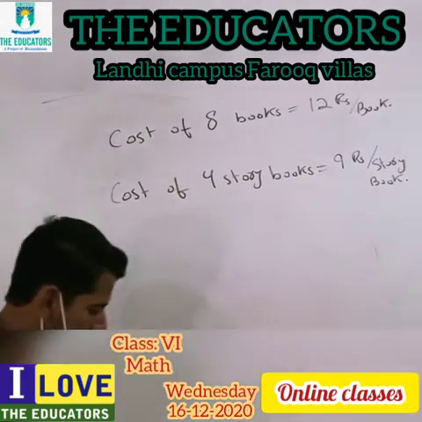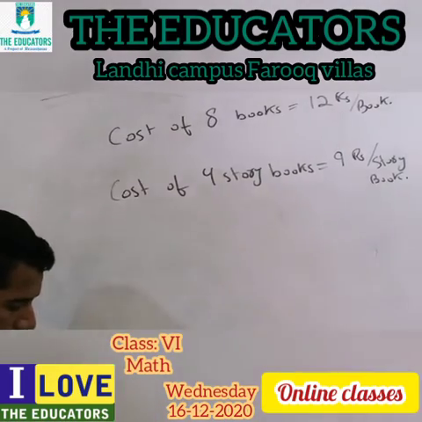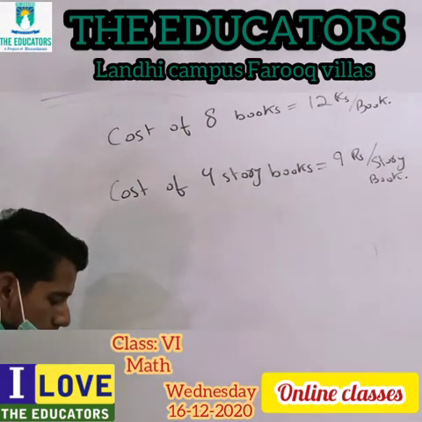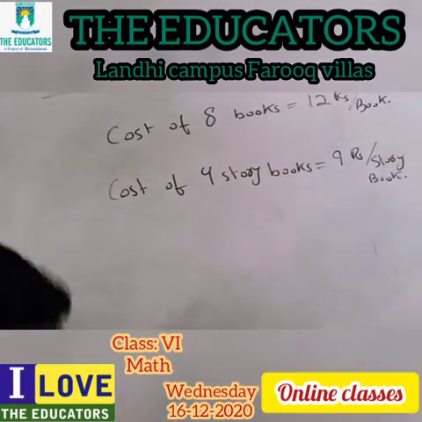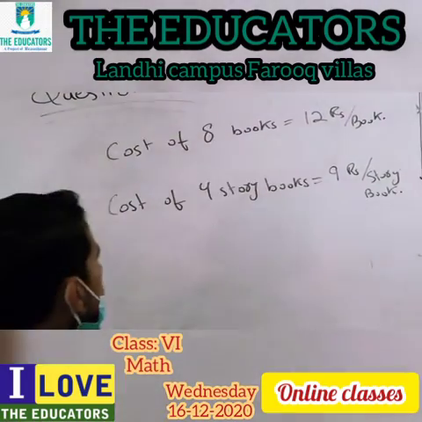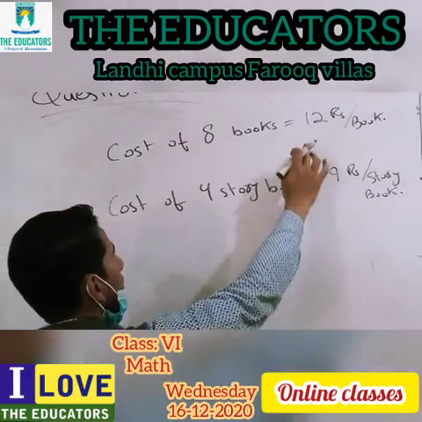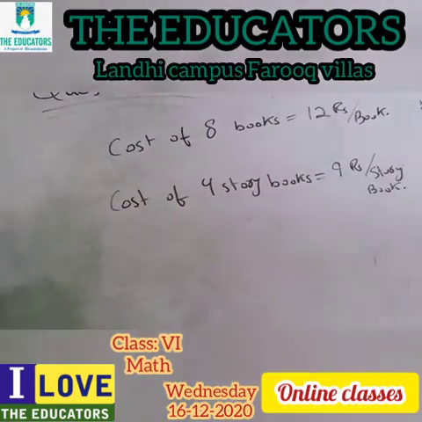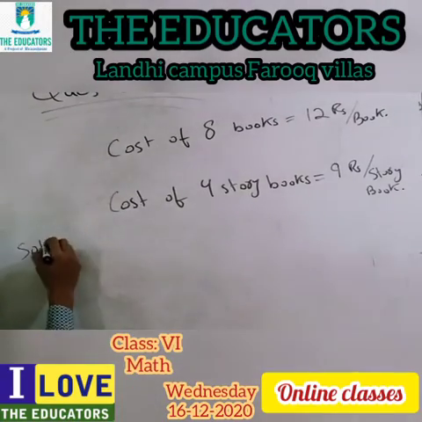Now what we have to do here, find the ratio of the amounts she spent on the 2 types of books. Okay, so we simply have to find the ratio of total amounts. So first we will calculate what's the total value of 8 books. Okay, here we have value of just one book, that's 12 rupees. Now we have to first figure out the total value of 8 books. Okay, so let's solve it.